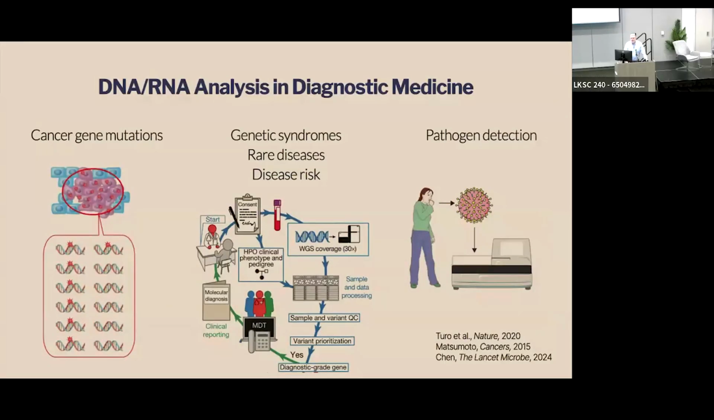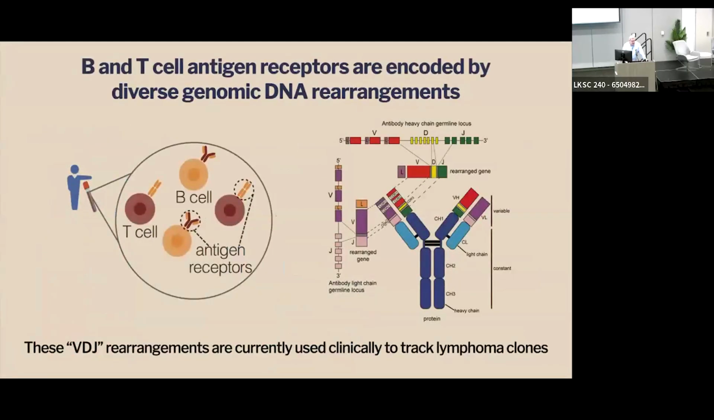As many of us have witnessed, sequencing and other detection of RNA and DNA sequences has become a bigger and bigger part of medicine, and really important for diagnosis in lots of different disease areas. Everything from detection of cancer gene mutations, identifying the basis for genetic syndromes, rare diseases, and disease risk more broadly in the population, and also in infectious diseases, where pathogen detection is a useful approach. But there's a niche area of genetics in humans and other vertebrates that is full of information, but we haven't really made much use of it previously in diagnostic practice.